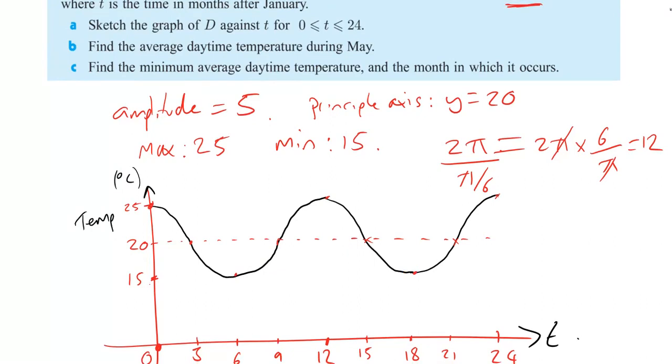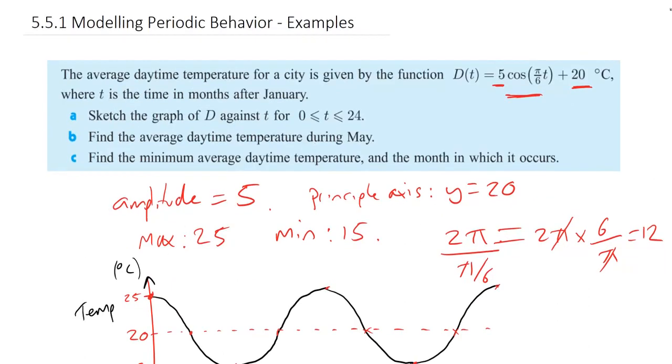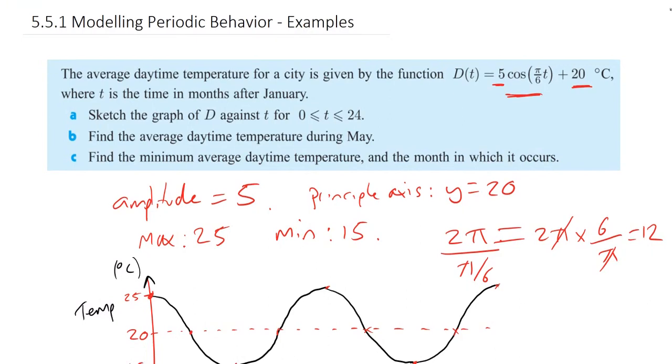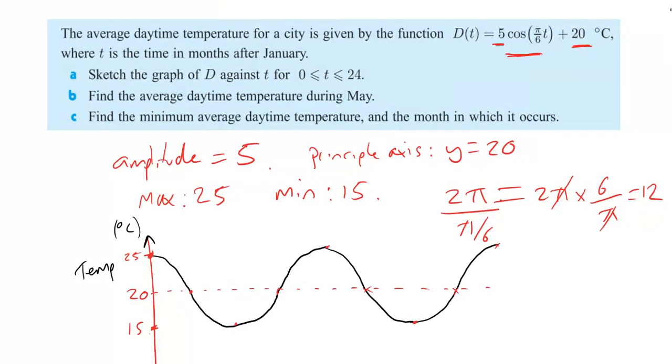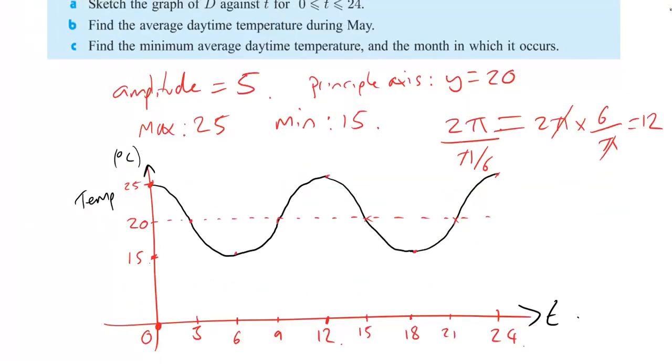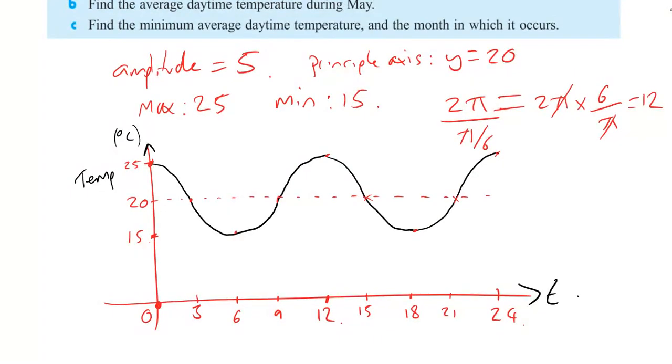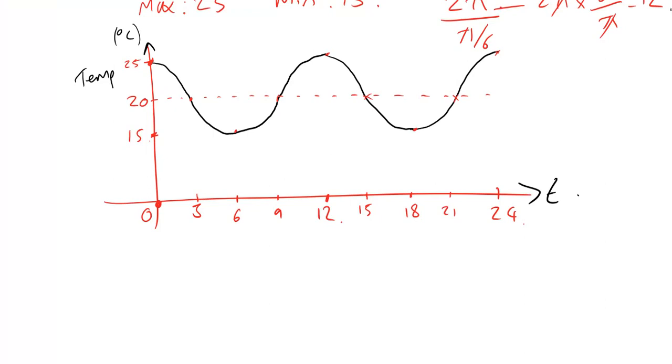So, part B, find the average daytime temperature during May. Well, average daytime temperature in May, well, that is going to be when T equals 4 because it's the time after January. So if January is at the beginning, February is at 1, okay, and so on and so on. May is going to be when we are at 4. So all we have to do here is sub 4 into our function, right? So we're going to do 5 times cosine of 4 times pi over 6, so 4 pi over 6 plus 20, and this is going to give us our answer.